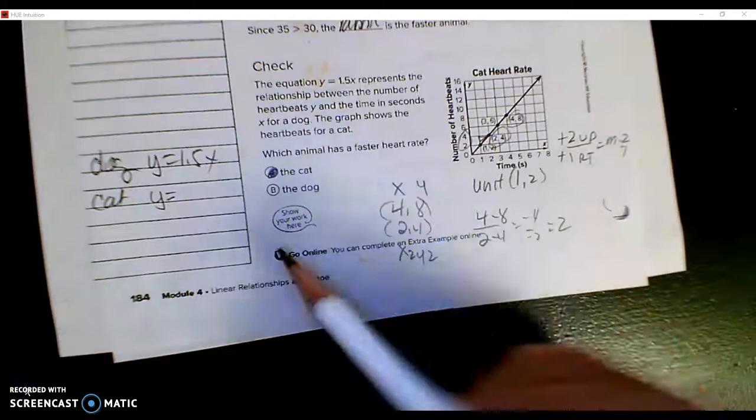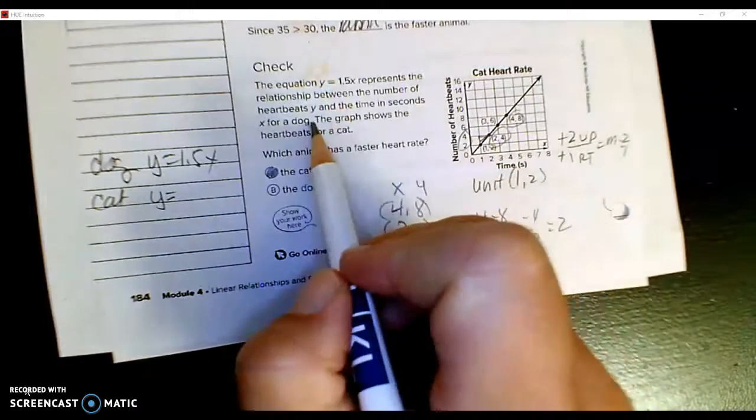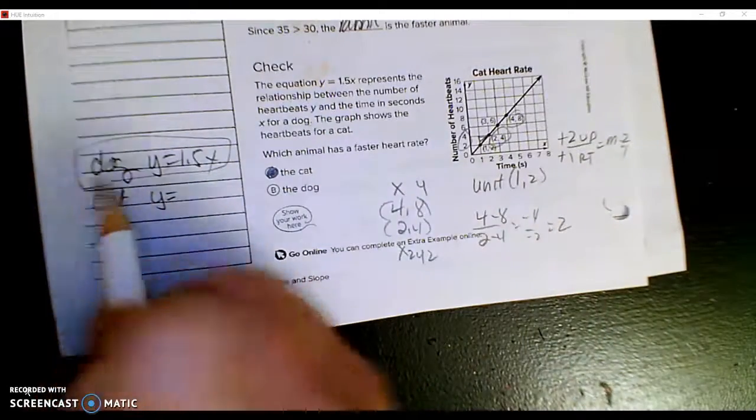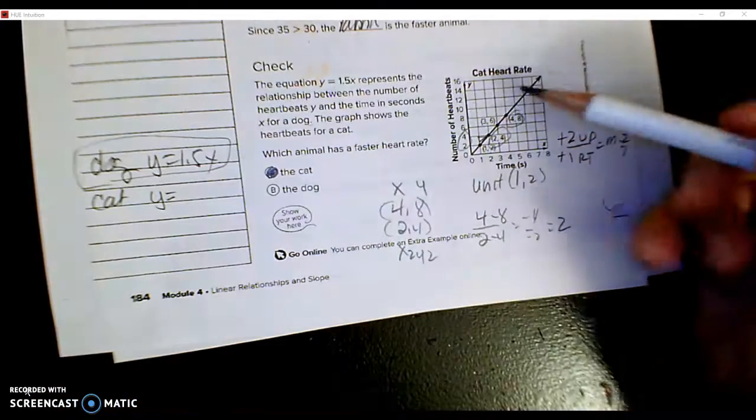Okay, so I lied. So let's take a look at this. So here, and the answer is a cat. So here the dog is y equals 1/2 x. Okay. Now we have to find out what the cat is.